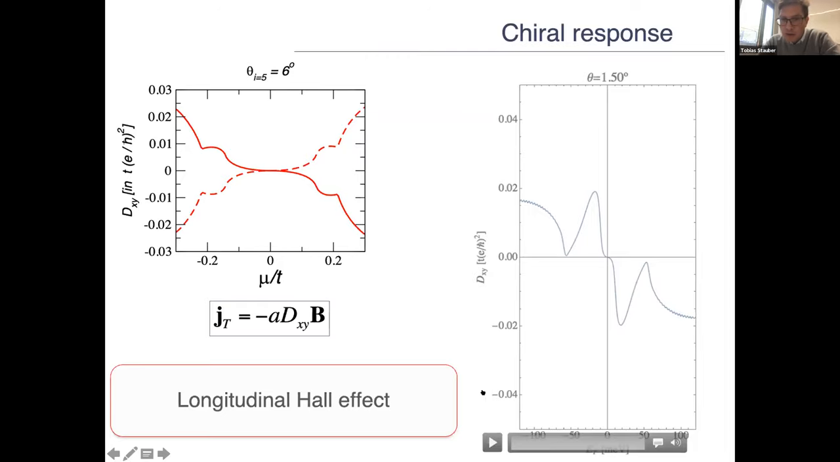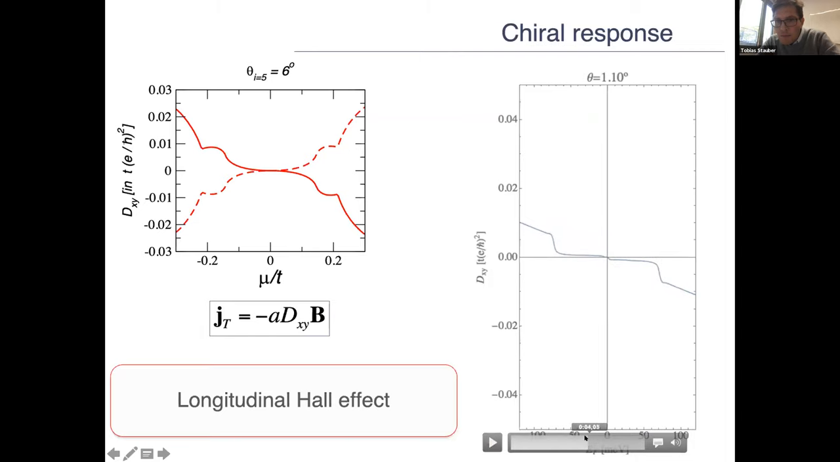So let me show you this movie I'm very proud of having produced myself. Here you see different twist angles and this chiral nature, and we are approaching the magic angle. And now at the magic angle, this is almost flat.